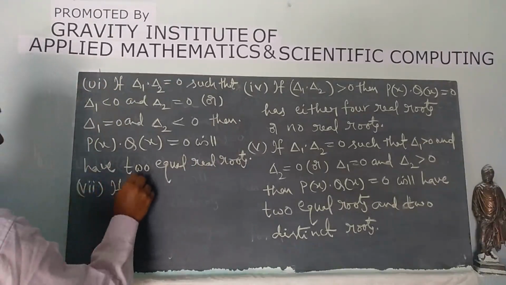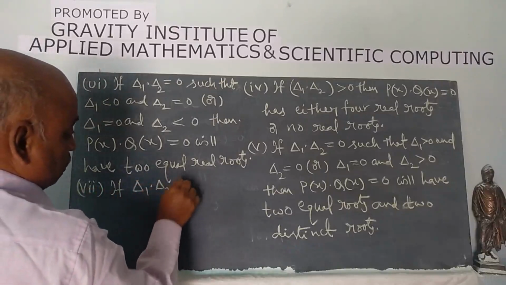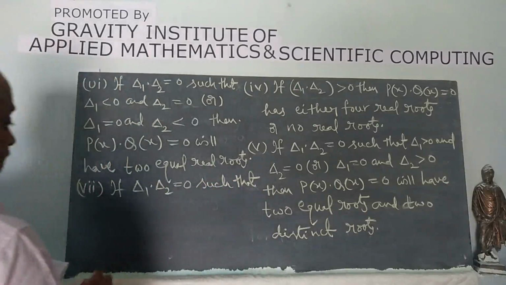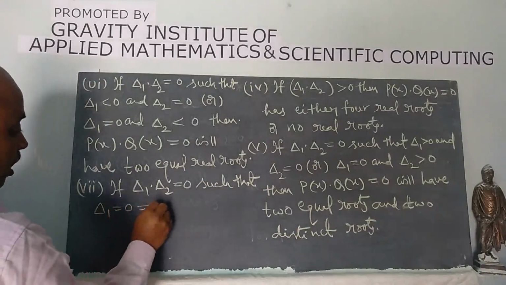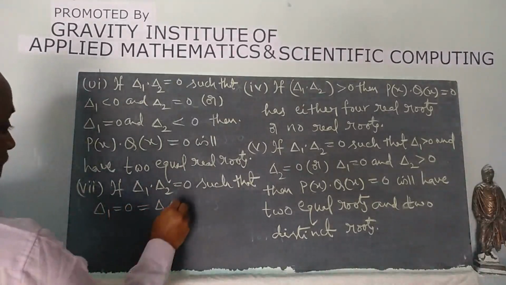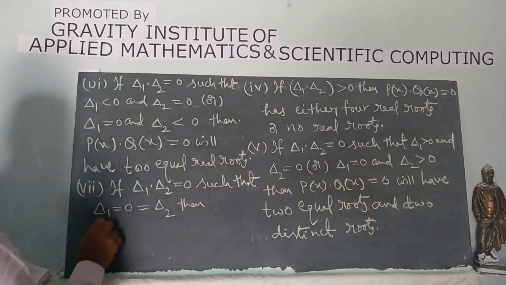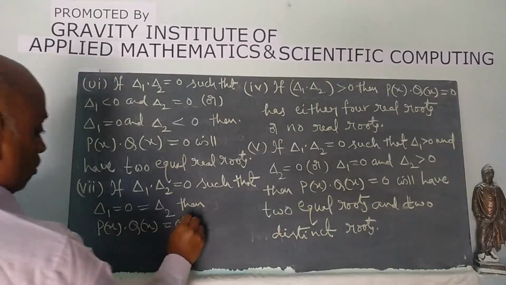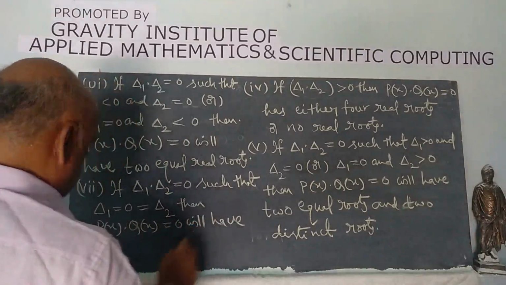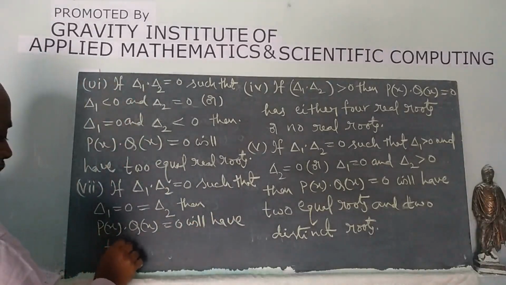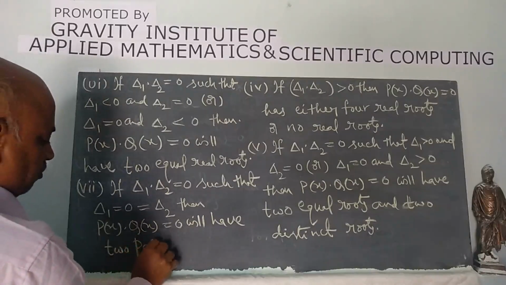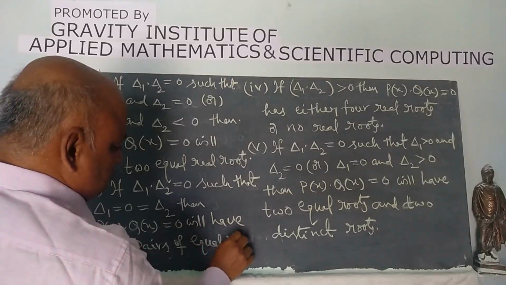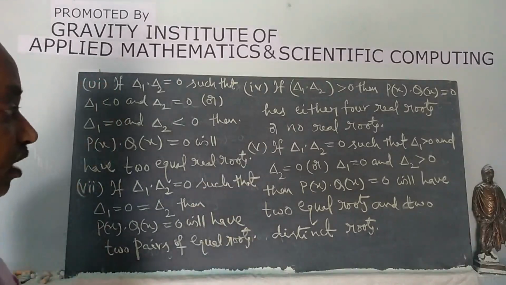Seventh subpoint. If delta 1 into delta 2 equal to 0 such that delta 1 is equals to 0 and delta 2 is equals to 0, then P of x into Q of x is equals to 0 will have two pairs of equal roots.